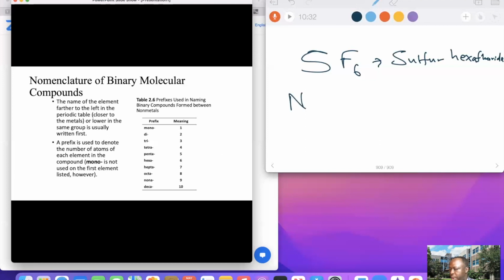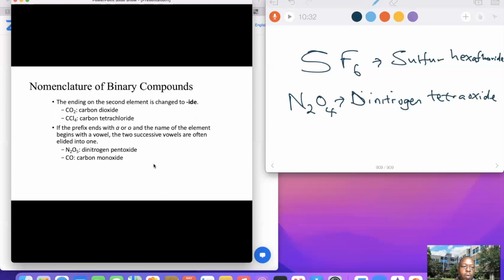For N2O4, this is dinitrogen tetroxide. Sometimes we have tetroxide for two. So penta, hepta, and so forth. Learn how this has been used. Carbon dioxide, carbon tetrachloride, and so on, dinitrogen pentoxide, carbon monoxide.